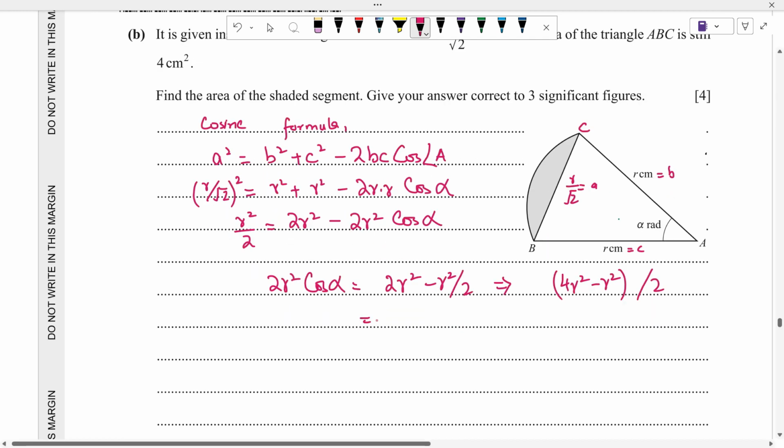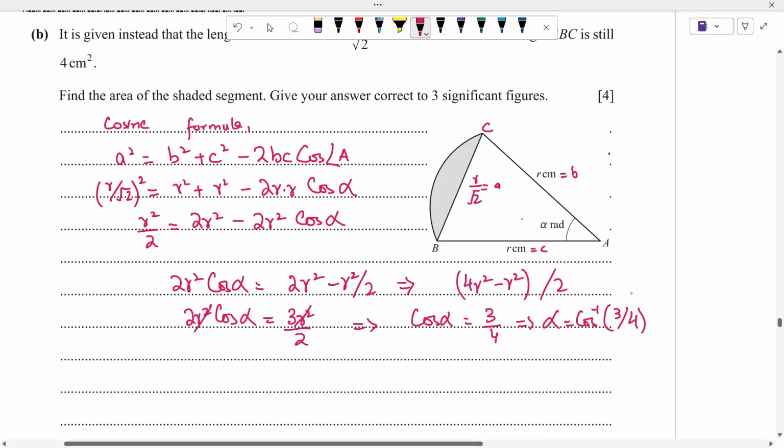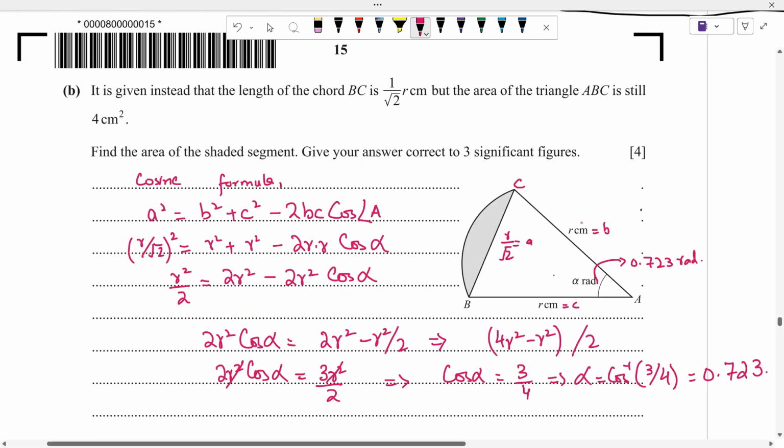Further solving, we will have 3r squared over 2. On the left side, we will have 2r square cos of alpha. So r square will be cancelled out and we will have cos of alpha equal to 3 over 4, and alpha is equal to cos inverse of 3 over 4. Alpha is equal to 0.723 radian.